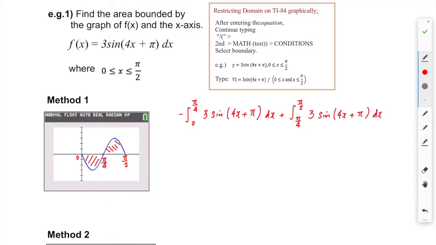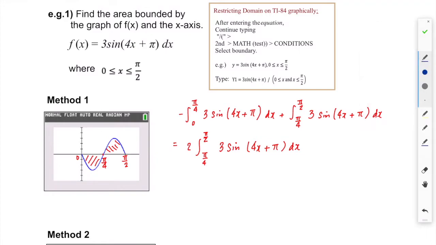dx, like that. Okay. Of course, if I can't be bothered, I can use symmetry and say that, well, technically, in this graph, this is really equal to 2 times the area between the curve and the x-axis from pi over 4 to pi over 2 of 3 sine 4x plus pi dx. Then I don't have to do that many repetitions from the calculations. Okay. When I do this, let's see what I get.